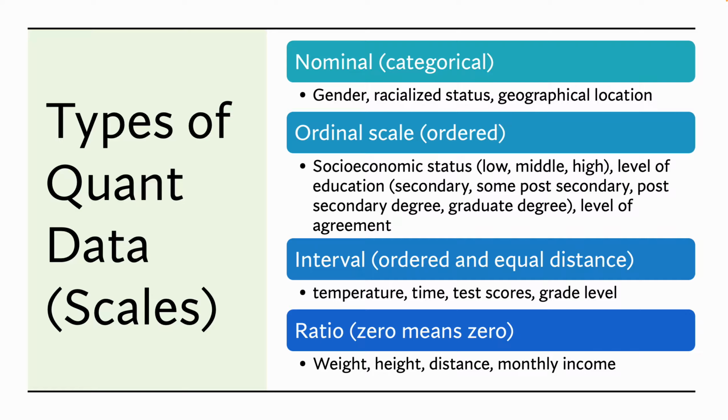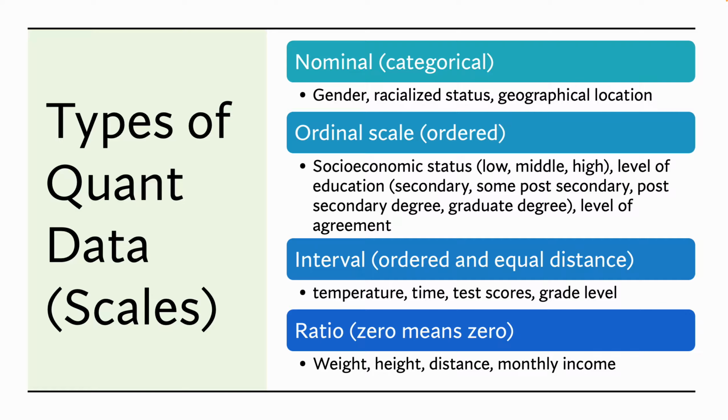The second is ordinal, and the word gives it away. This is ordered data. Now, the key here is that the difference between the numbers that represent the points on the scale aren't always the same. So, for example, socioeconomic status, low, middle, and high. You can't really declare that the difference between low and middle is the same as the difference between middle and high. Similarly, level of education, even level of agreement.